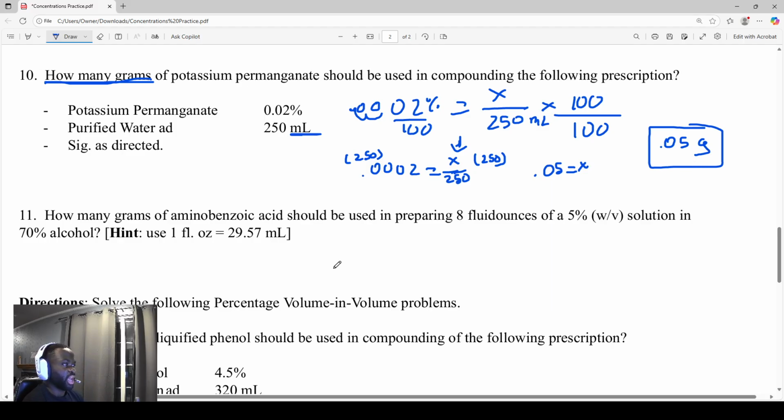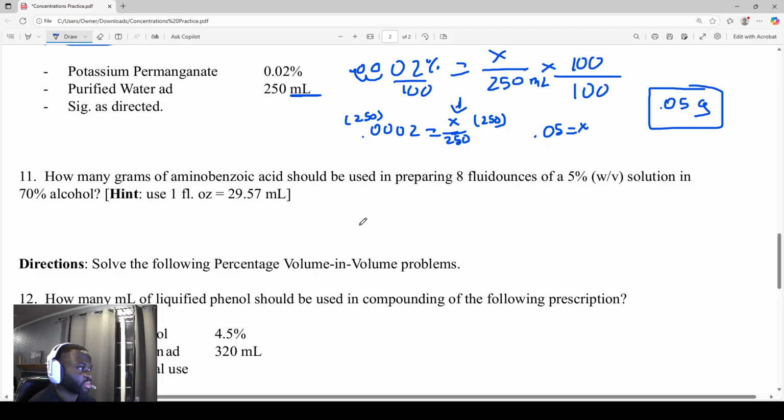Right. And this is going to be the last problem where we will be dealing with weight and volume. So it's asking for how many grams of aminobenzoic acid should be used in preparing 8 fluid ounces of a 5% strength solution in 70% alcohol. Now this is super important because we're given our conversion formula right here. So we're given our fluid, but it's in fluid ounce form. But we have our conversion here.